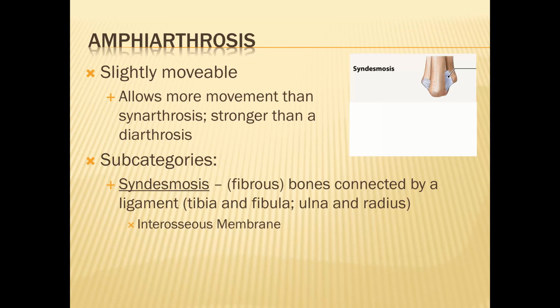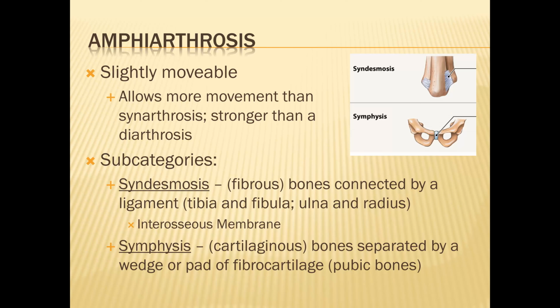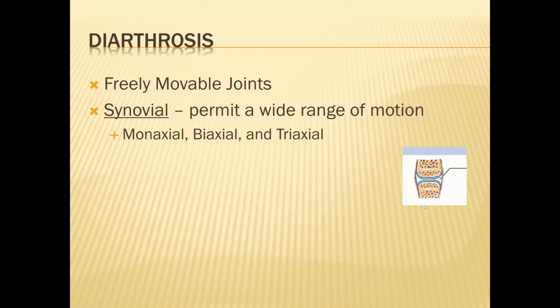The other type of amphiarthrosis is a symphysis, and this is a cartilaginous type joint. And with a symphysis, you have two bones that are separated by a wedge or a pad of fibrocartilage, like the piece of cartilage that is between the two pubis bones of the hip. And remember, we called this the pubic symphysis back in Chapter 8. So those are the two types of amphiarthroses, syndesmosis and a symphysis. And again, these allow more movement than the synarthrosis, but they're stronger than the diarthrosis.